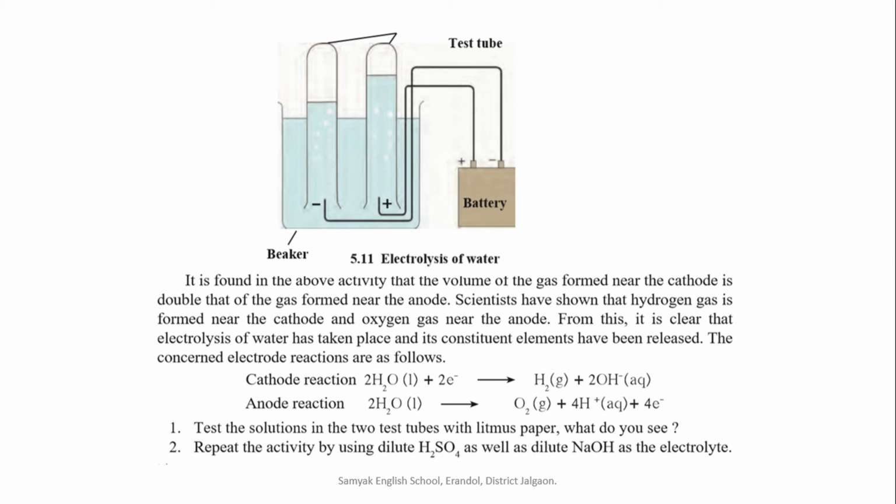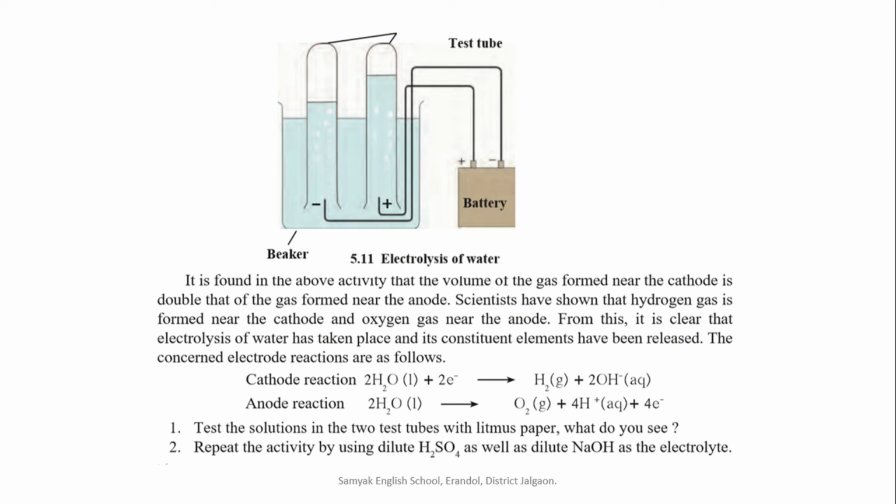So you can write the cathode and anode reactions as shown here. 2 water molecules plus 2 electrons flowing through the circuit will give rise to 2 hydrogen and 2 hydroxyl. That is the cathode reaction, because cathode will provide electrons. The anode reaction, at the anode the electrons will be given up. So 2 water molecules will release oxygen, 4 hydrogens and 4 electrolytes at the anodes.